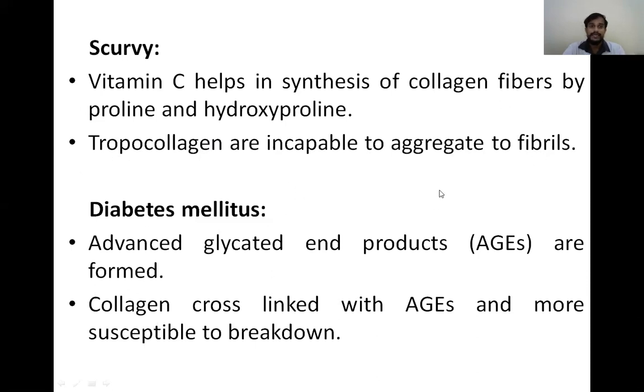And coming to diabetes mellitus, advanced glycated end products, AGEs, are formed. These advanced glycated end products are involved in the cross linkages of the collagen. During the formation of collagen fibers, these AGEs make the collagen weak and easily susceptible to breakdown. That's why diabetes will also damage the collagen cross linkages, which leads to different collagen diseases. So this is the relation of these diseases with the extracellular matrix.